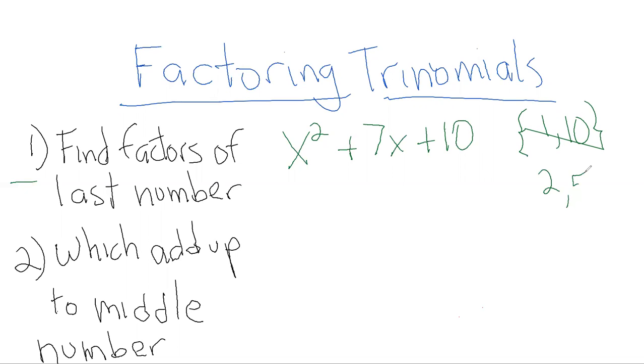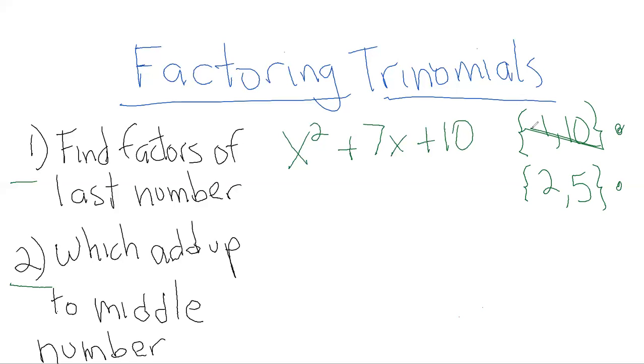2 and 5. So what's the second rule? The factors, the numbers that when we multiply give us 10, they have to add up to the middle number, which is 7. So which of these two sets will add up to 7? We know that 1 and 10, 10 plus 1 is 11. So it's not that. It has to be 5 and 2. Is 5 plus 2 7?